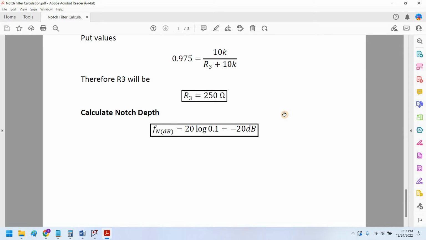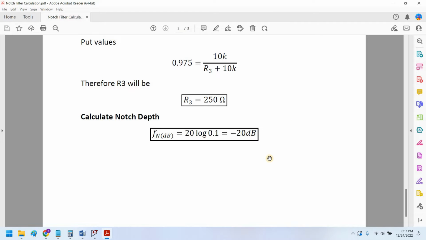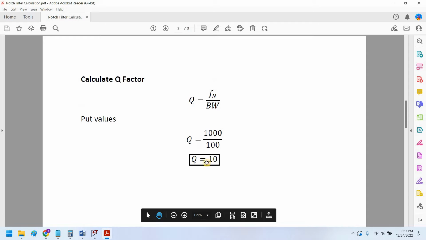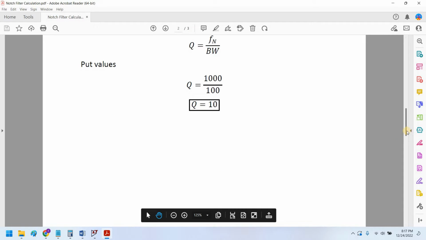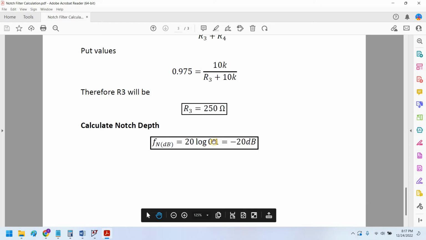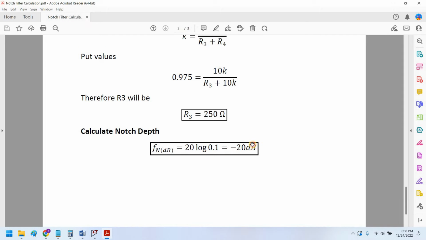Okay, so basically the last thing is the notch depth. How would we know the attenuation value of the particular frequency which is being attenuated, that is in our case 1 kilohertz? The attenuation value is calculated from the value of Q. The value of Q here is 10, so the value of 1 upon Q is 0.1. So the notch depth is basically 20 times the log of 1 upon Q. Then we get minus 20 dB attenuation at 1 kilohertz. We will see this attenuation and the cutoff frequencies in the simulation.